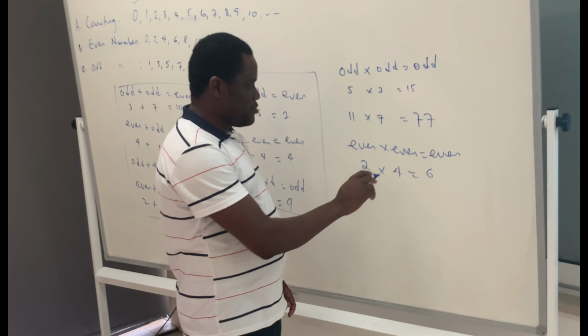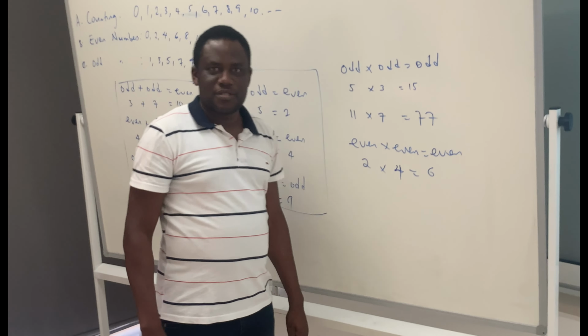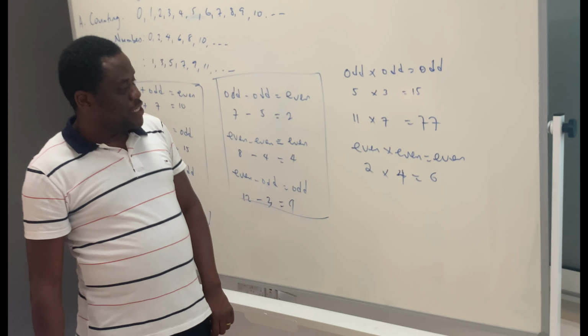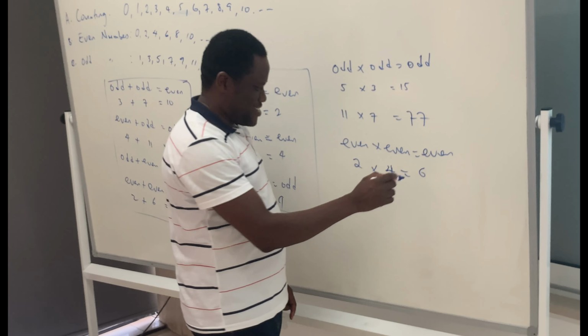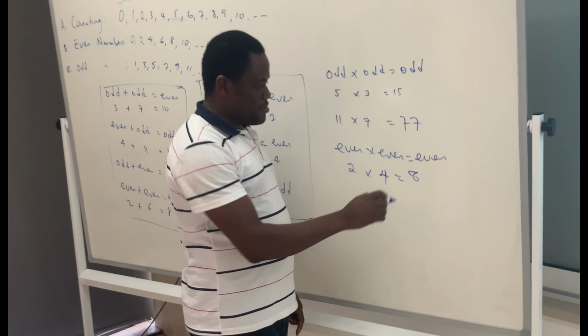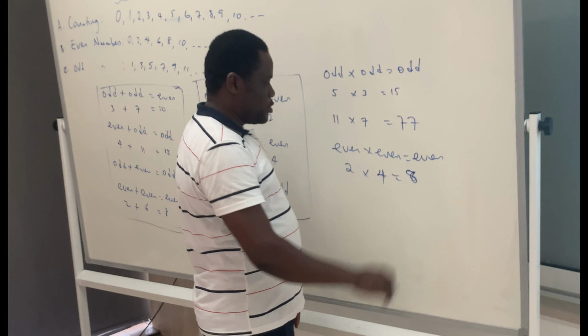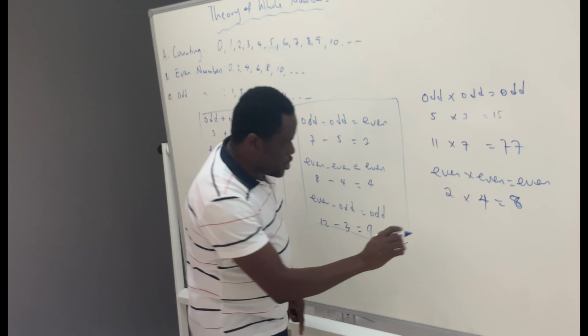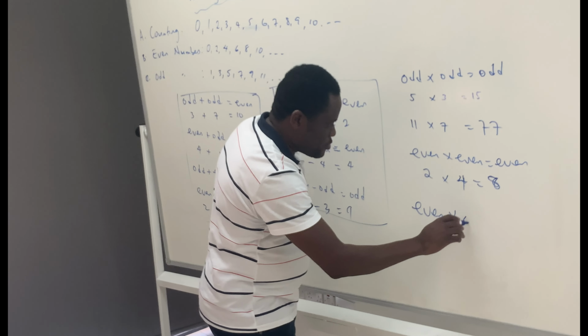Even times even is even numbers. 2 times 4 is what? It's 8. Wonderful. 2 times 4 is 8. Not plus. Okay, what of even times odd?